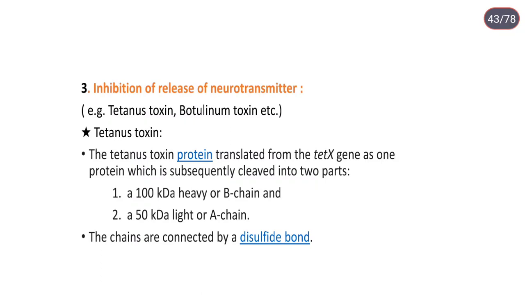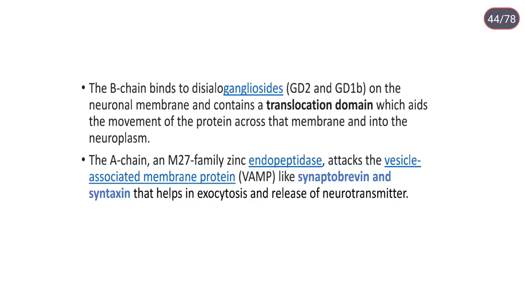Like the other AB subunit systems, the tetanus toxin has two subunits. One is the A subunit, another one is the B subunit. The A subunit is also called the light chain, which has the catalytic or pathogenic activity, and the B subunit is also called the heavy chain, which has again two parts. The A subunit and B subunit, or light chain and heavy chain, are connected to each other by disulfide bonds.